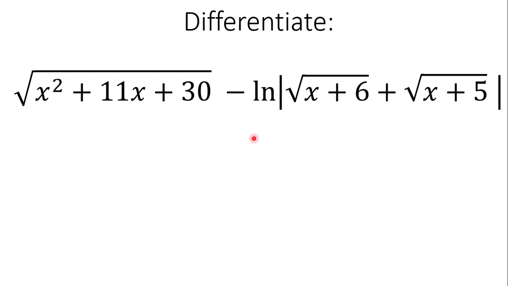So today in this video we are going to differentiate the whole of this part, that is square root of x squared plus 11x plus 30 minus natural log absolute value of square root of x plus 6 plus square root of x plus 5, which was the answer we had to the integral we solved in that previous video.